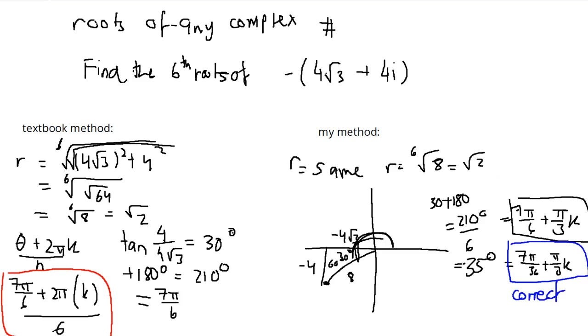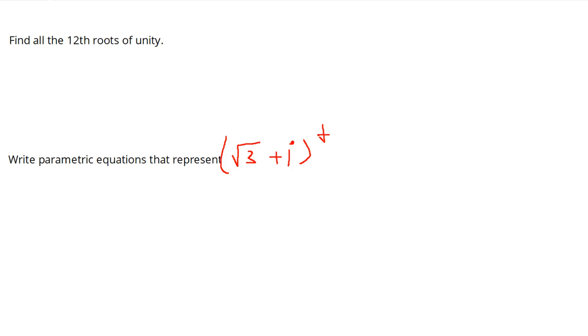So the final question is find all the 12 roots of... Actually, I'm not even going to do this last question. It's easy, but I'm not doing it. Find all 12 roots of unity. Roots of unity means root of 1. So what's the 12th root of 1? How many times do you have to turn? What's the turn that you have to do to get to 360 degrees? It's 30 degrees, if you want to do it 12 times.